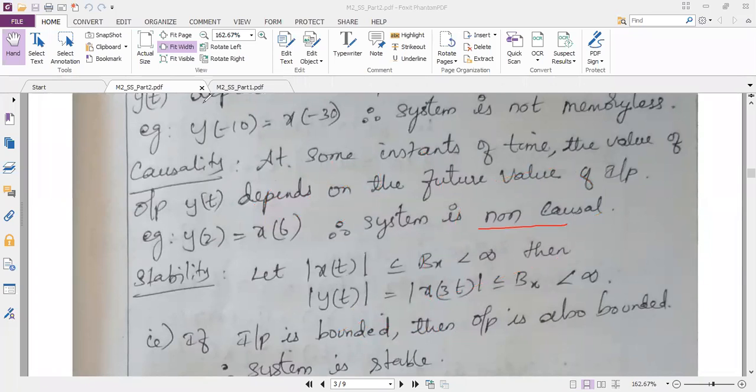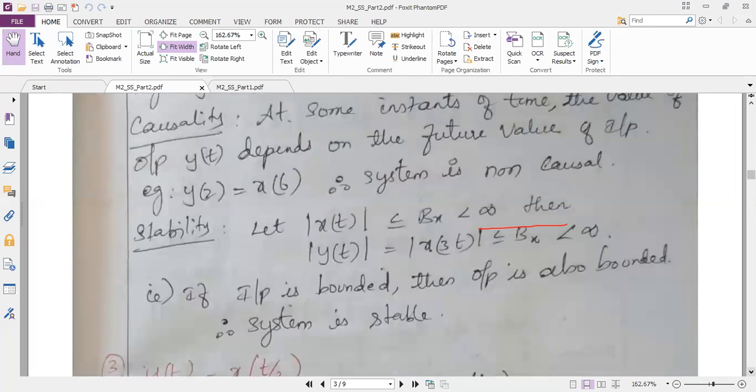And stability, I say, is always very easy. If the input is bounded, the output is bounded. See here, the input is bounded. I am writing that equation: output y of t is equal to the magnitude of x of 3t, which is less than or equal to By. The condition for the output is By less than infinity. So if the input is bounded, the output is also bounded.